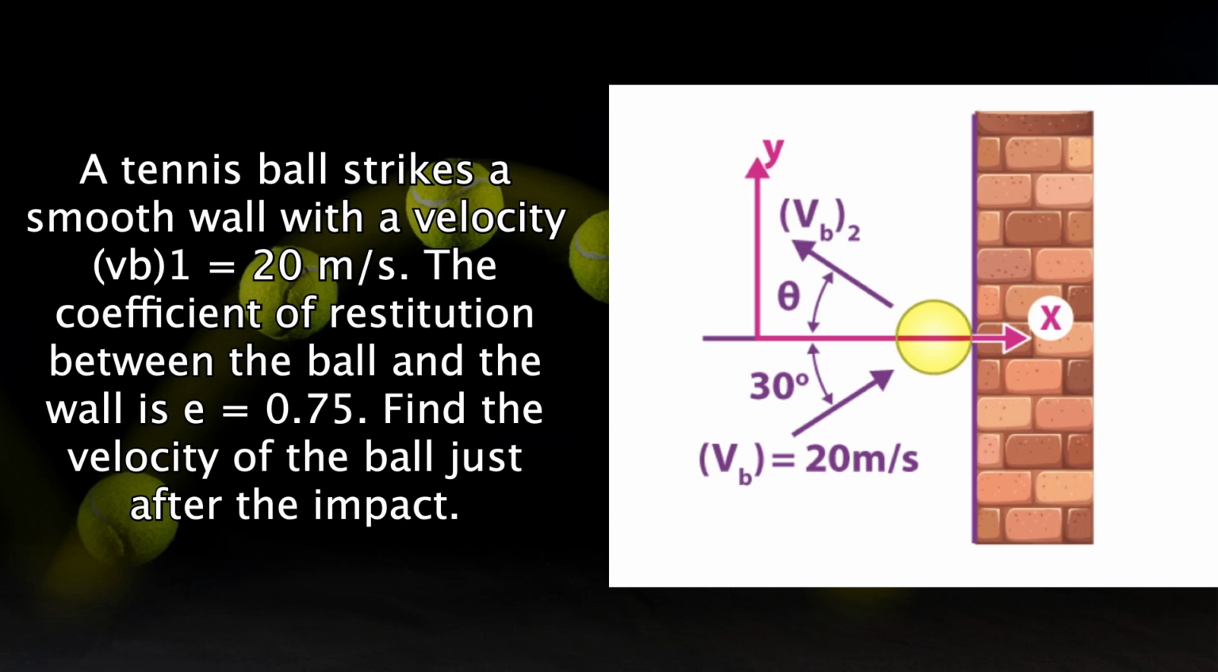A tennis ball strikes a smooth wall with a velocity of 20 meters per second. The coefficient of restitution between the ball and the wall is E equal to 0.75. Find the velocity of the ball just after impact.